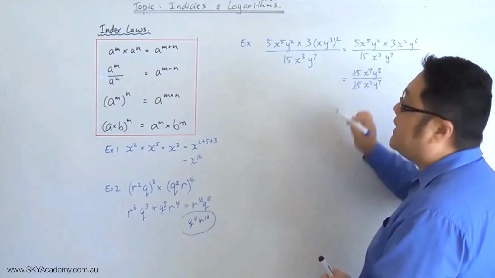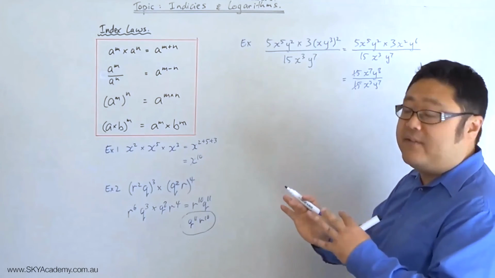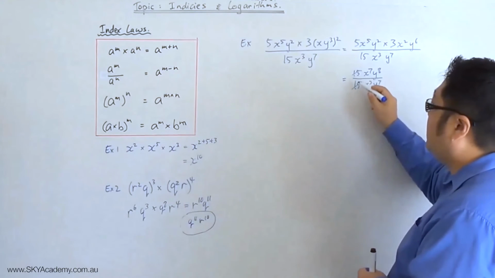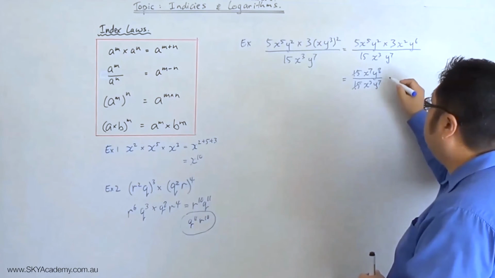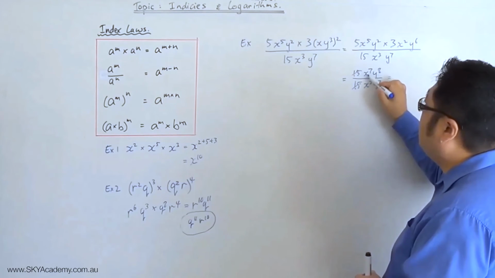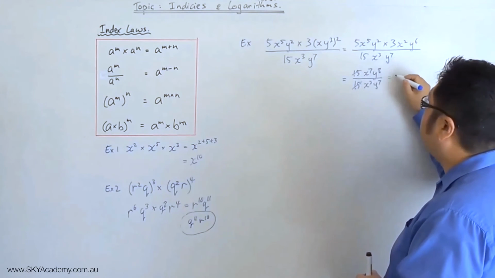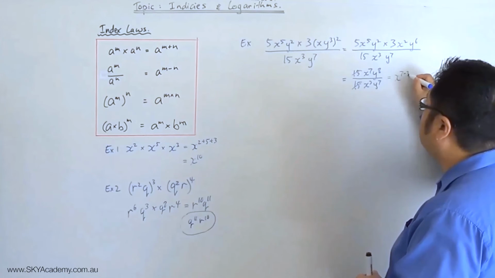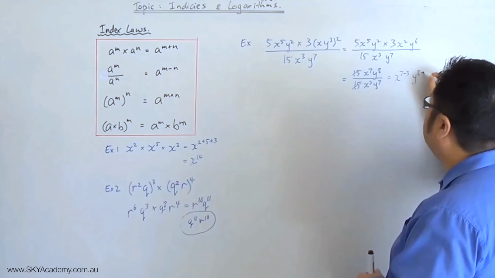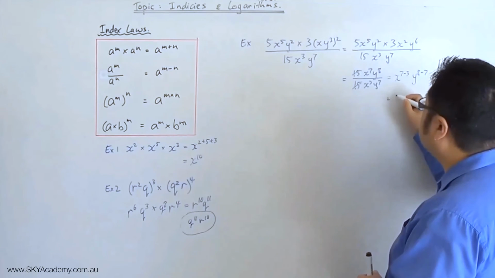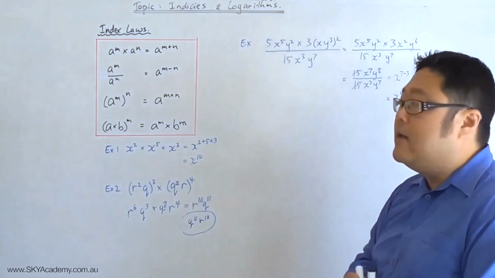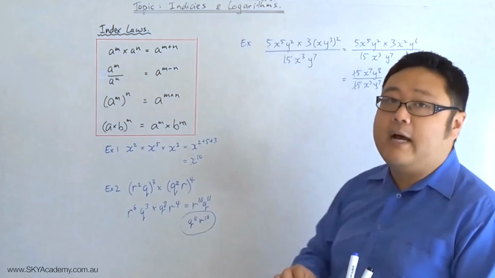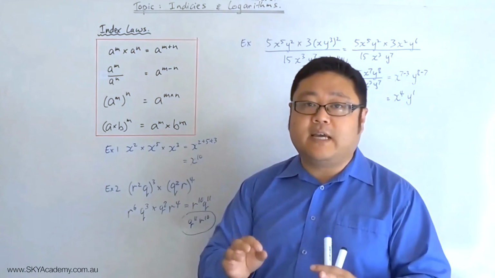Now the 15s can cancel. Do you see how the 15s cancel? Because 15 over 15 is 1 over 1. But what we do here is subtract the powers. So it's x to the power of 7 minus 3 and y to the power of 8 minus 7, which leaves us with x to the power of 4, y to the power of 1. That's how you do the index laws, and that's how you use them.